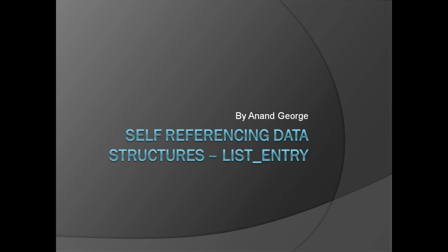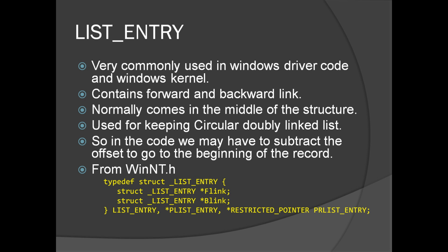In this presentation, we're going to look at the list entry structure, which is used for creating and maintaining a doubly linked list in Windows, mainly in the kernel. Conceptually, list entry is exactly the same as the doubly linked list we have seen before. It is just a different syntax.